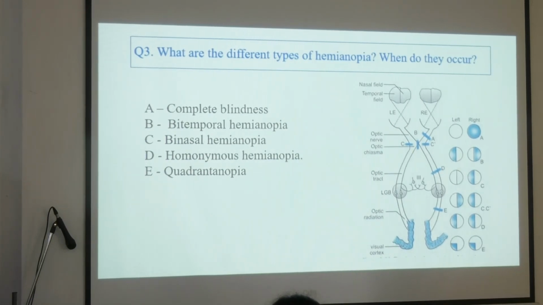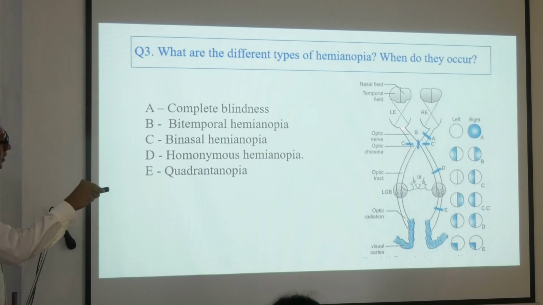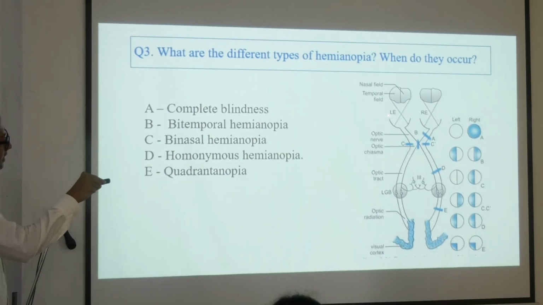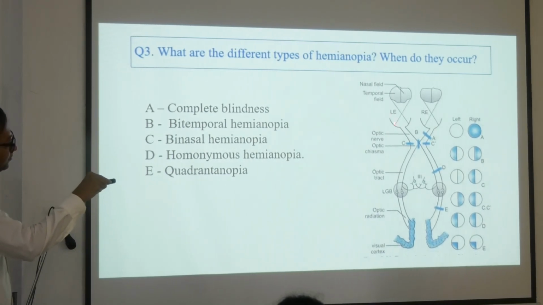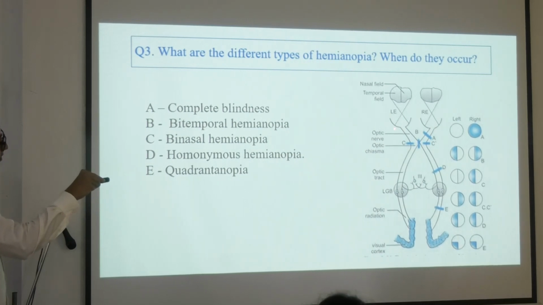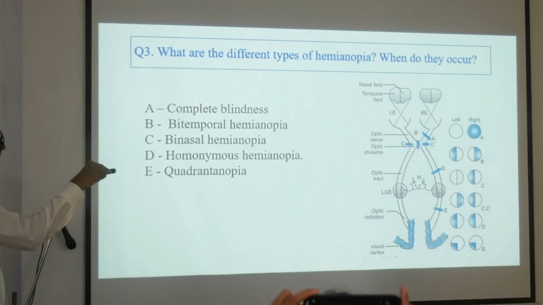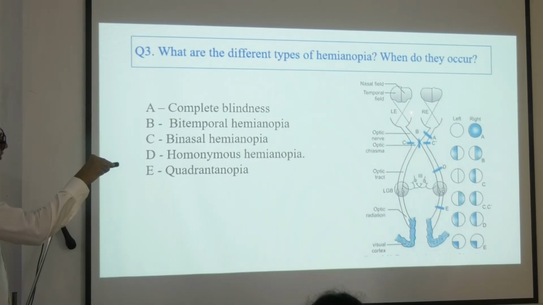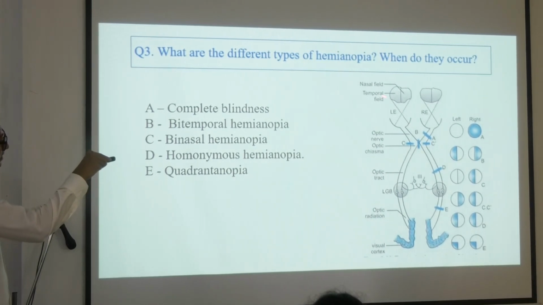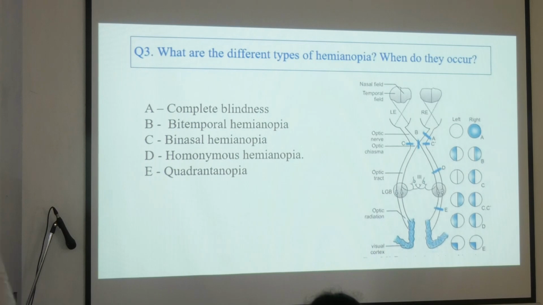One thing you must remember, this is the left eye. So the left side sees the nasal field of vision, and the right side sees the temporal field of vision, right?